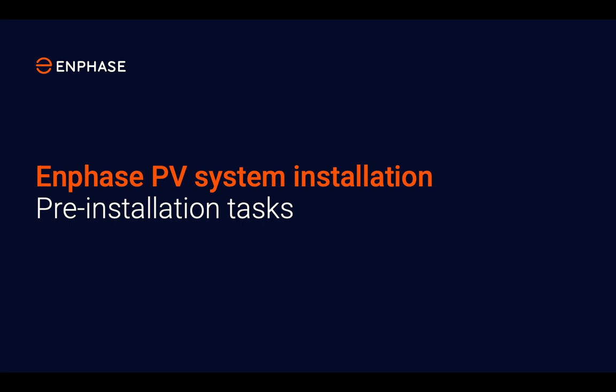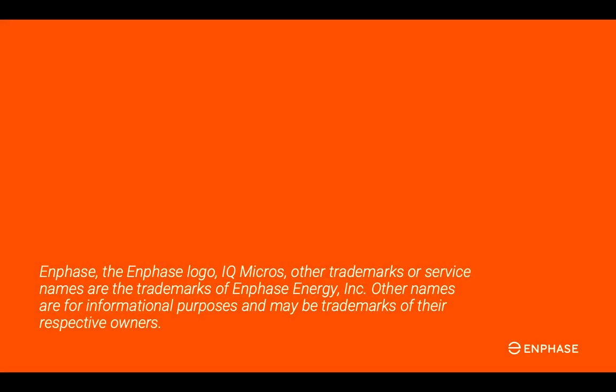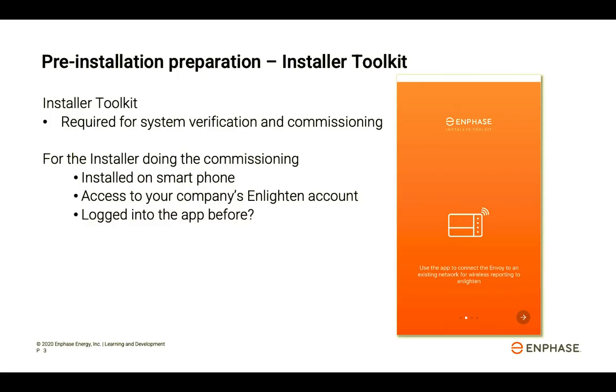In the following lesson, you'll learn about pre-installation tasks that could be completed before the team heads out into the field to do the installation of the PV system. One of the tasks to be completed before leaving for the job site is to have the Enphase Installer Toolkit app downloaded to your mobile device. The Installer Toolkit is required for system verification and commissioning, so you want to make sure that you have done this before you head to the job site.